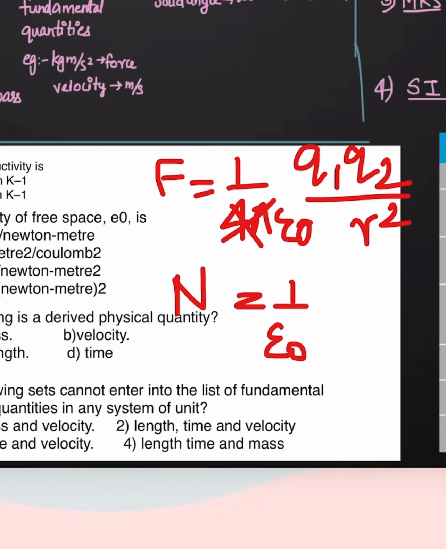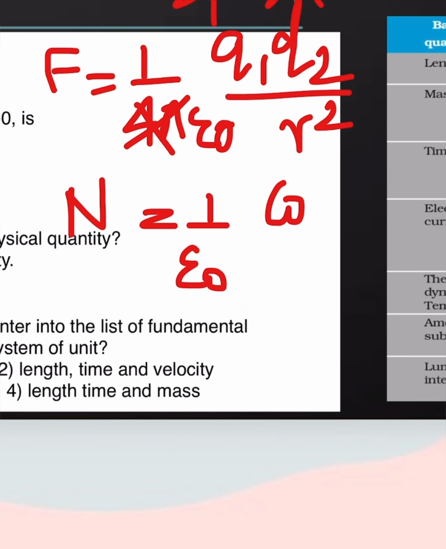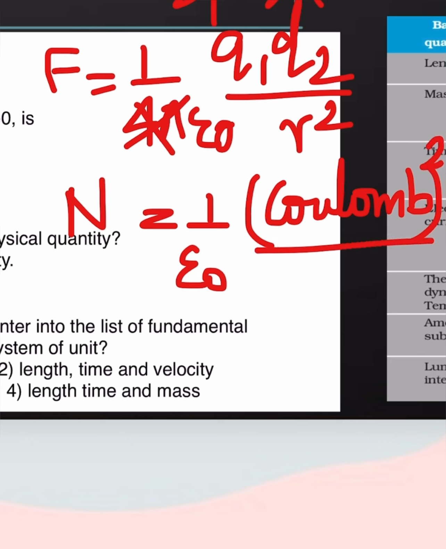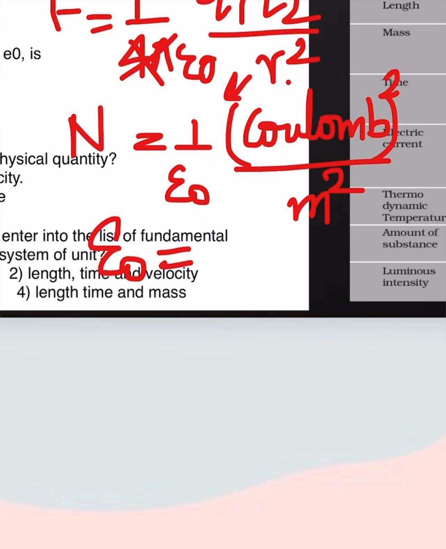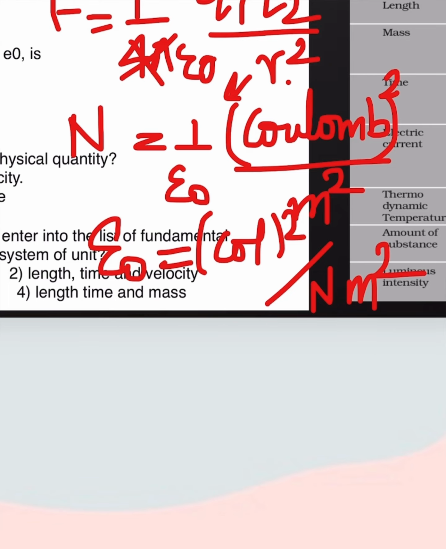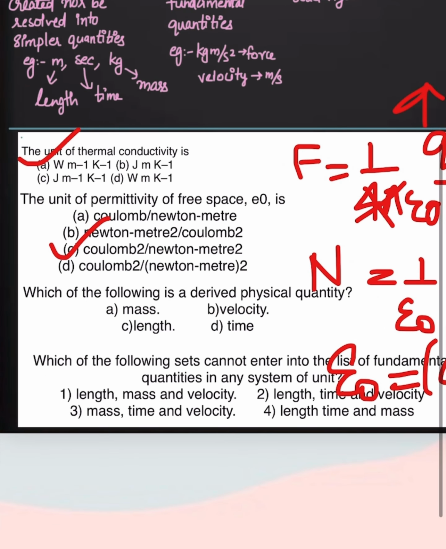Q1 Q2 means charge. The unit of charge is coulomb, so coulomb and coulomb is coulomb square, divided by the unit of length, meter, that is R square, meter square. So the unit of epsilon 0 is equal to coulomb square divided by Newton meter square. The option is C, coulomb square divided by Newton meter square.